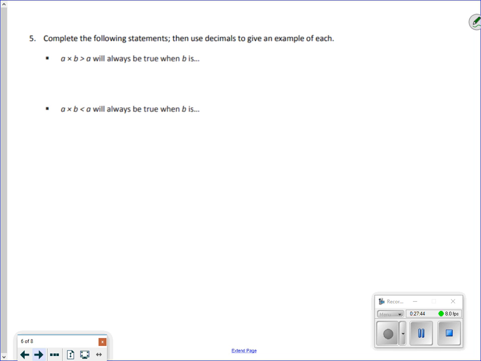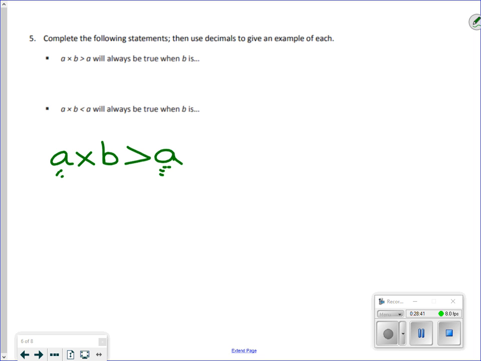Okay. So complete the following statements, then use decimals and give an example. So A times B. A number times a different number. A and B, those are 2 different numbers. If I wanted them to be the same number, I would have to use what? The same letter. So you just put a number in A, and then times that number would equal A, but they have to be the same number. So a number would be greater. We've been doing this all day.